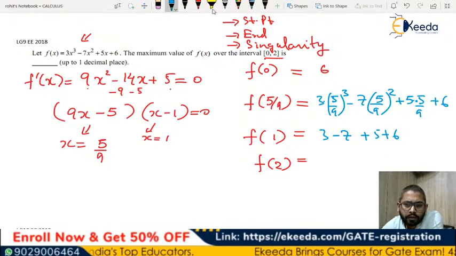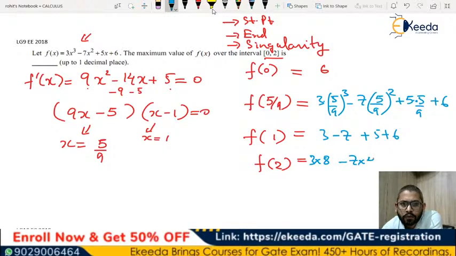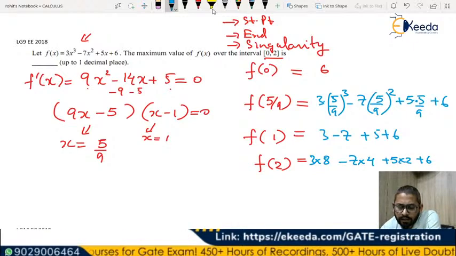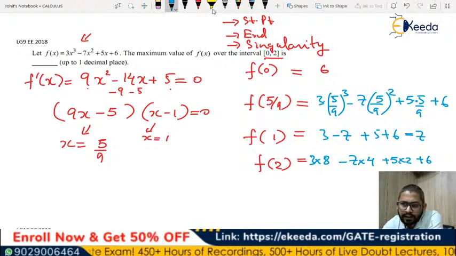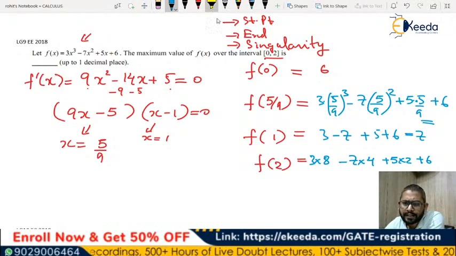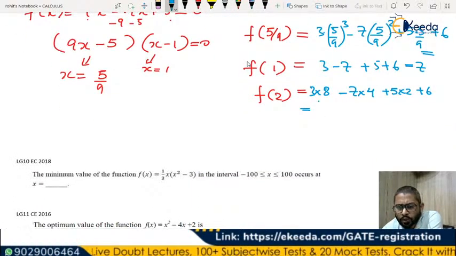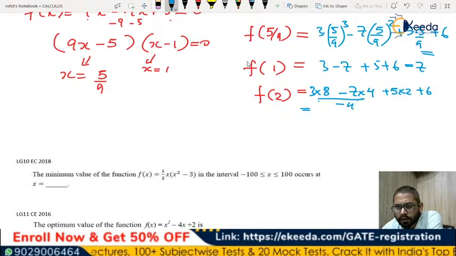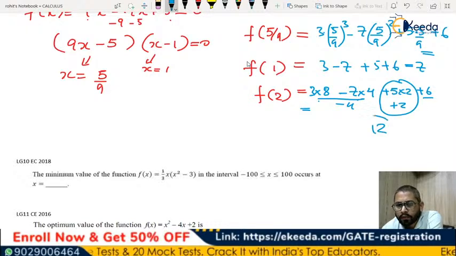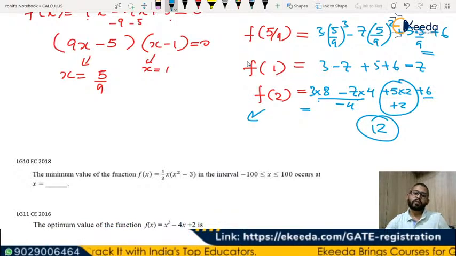F of 2 is also going to be 3 into 2 cube, which is 8, minus 7 into 2 square, so this is 4, and plus 5 into 2 plus 6. This value is going to be 7. This will be a lesser value. I'm not calculating, but I'm telling you it is going to be a lesser value. You can calculate it. And this last f of 2 is going to be 24 minus 28 minus 4 plus 6, which is plus 2, and this is going to be 12. So 12 is going to be the answer. So f of 2 will be the value which is maximum.